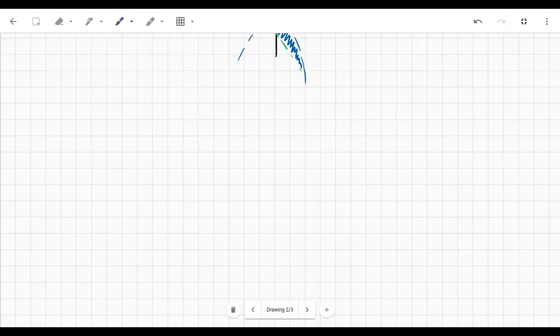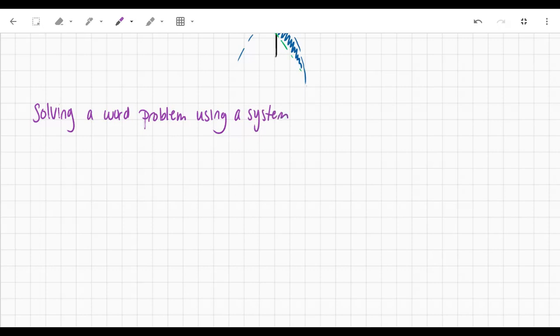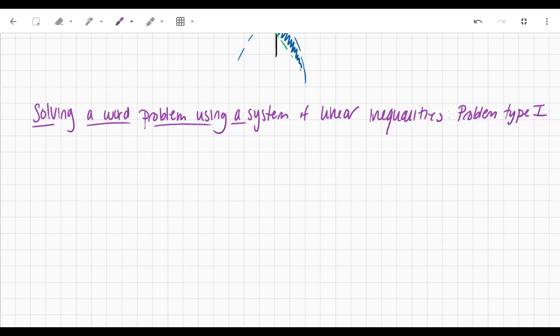Okay, this is solving a word problem using a system of linear inequalities, problem type 1. Okay. All right, so let me grab a drink of water quick before I read all this.